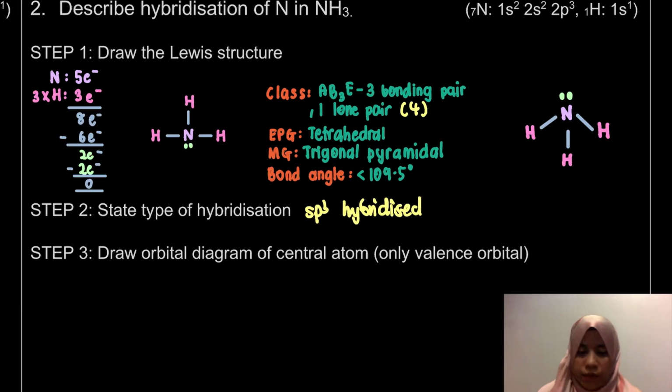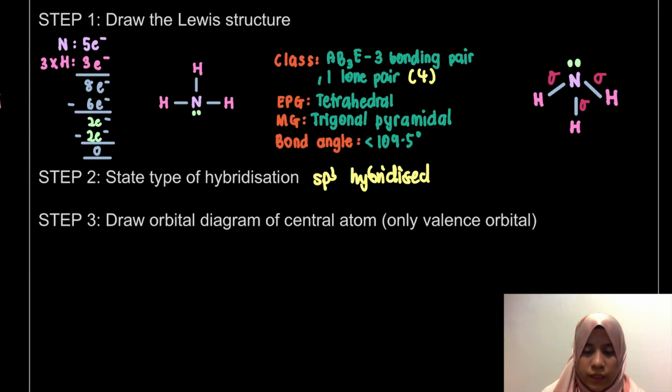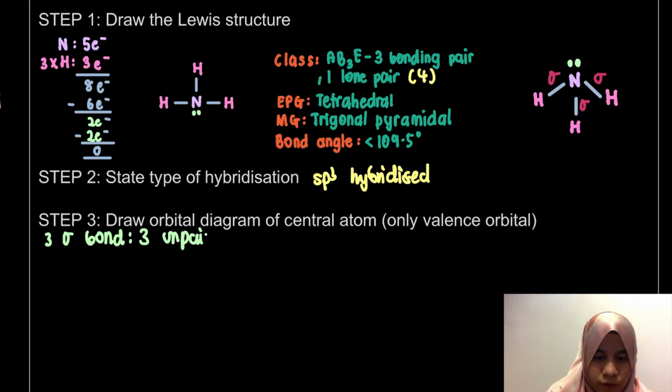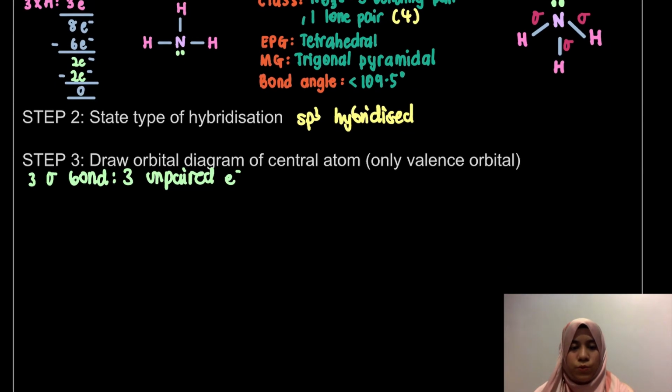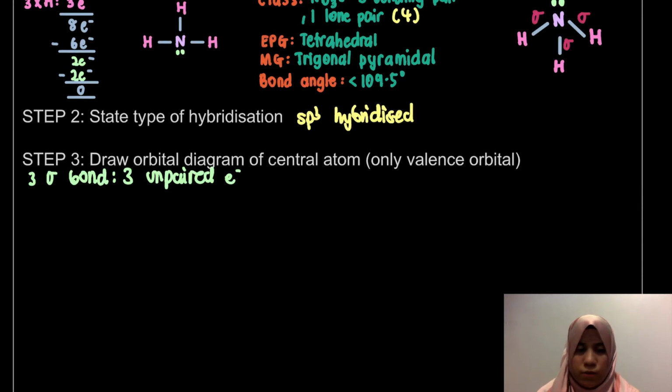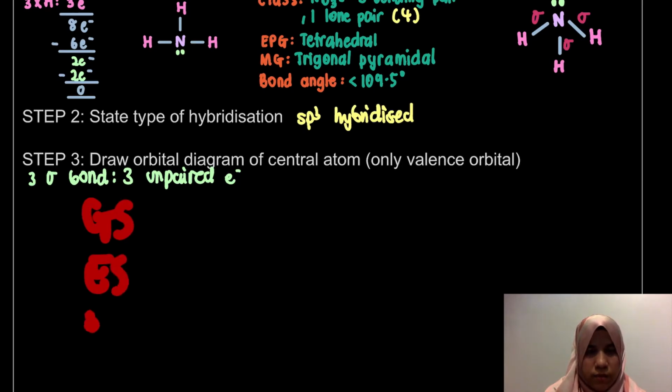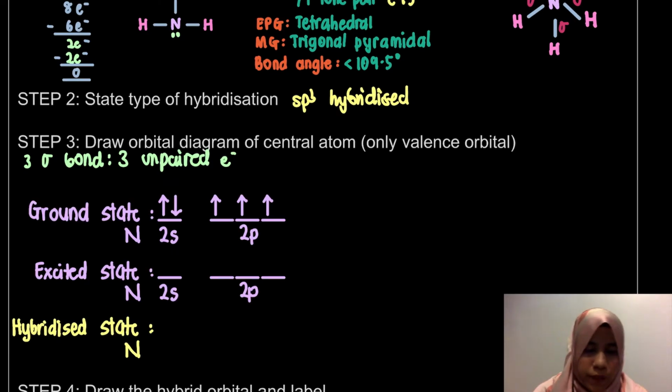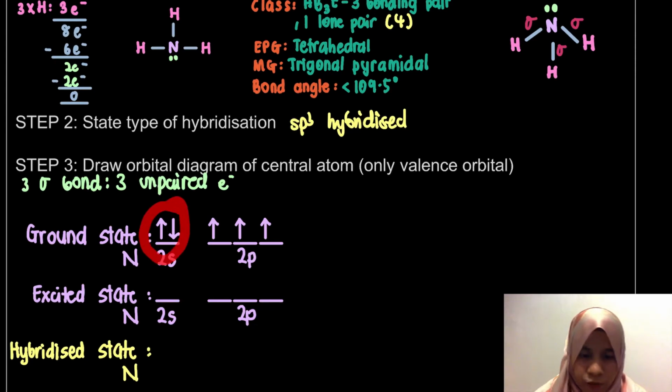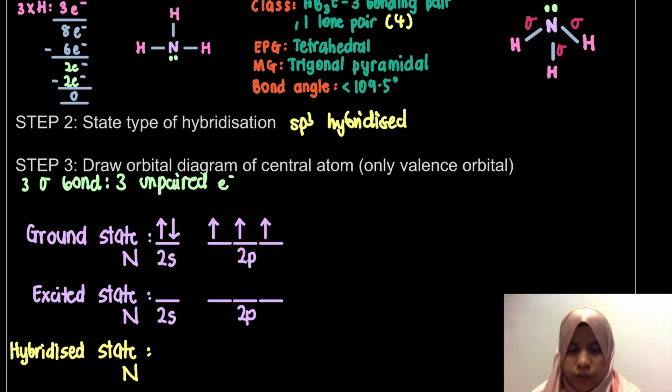Okay, so next step. Bila kita tengok kita punya bond ni, kita ada 1, 2, 3. Okay, in this case around, kita ada 3 sigma bond. So what we're gonna have is actually 3 unpaired electron. Okay, so how to do it again? So how to draw the hybridization state, step 2: ground state, excited state, hybridized state. Okay, so sekarang ni I have written down my ground state, excited state, hybridized state of N. Okay, so from the ground state itself, as we can see, kat sini dia ada paired electron. Yang ini ada 1, 2, 3 ni unpaired electron. Okay, so right now, from our shape itself, kita nampak kita ada 3 sigma bond. So, it means that we have 3 unpaired electron.